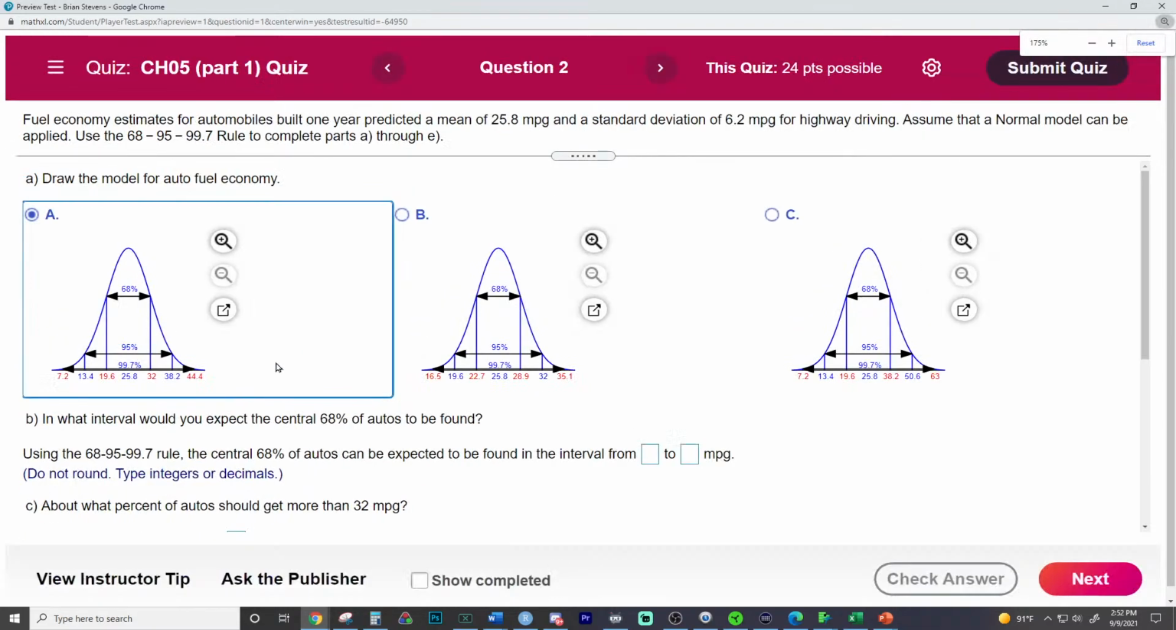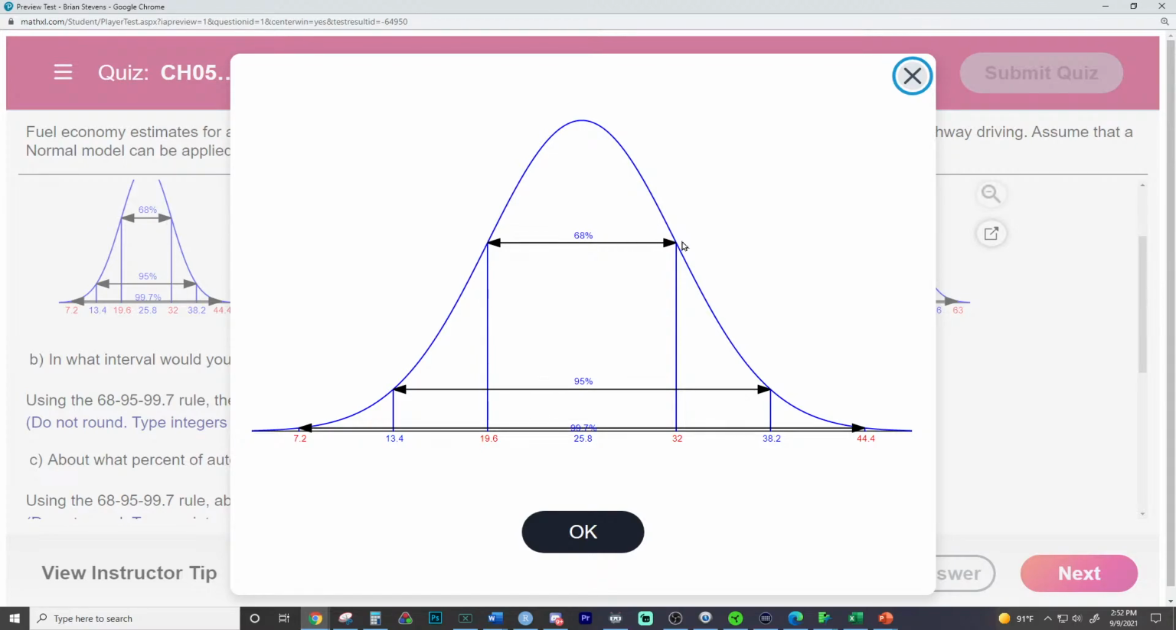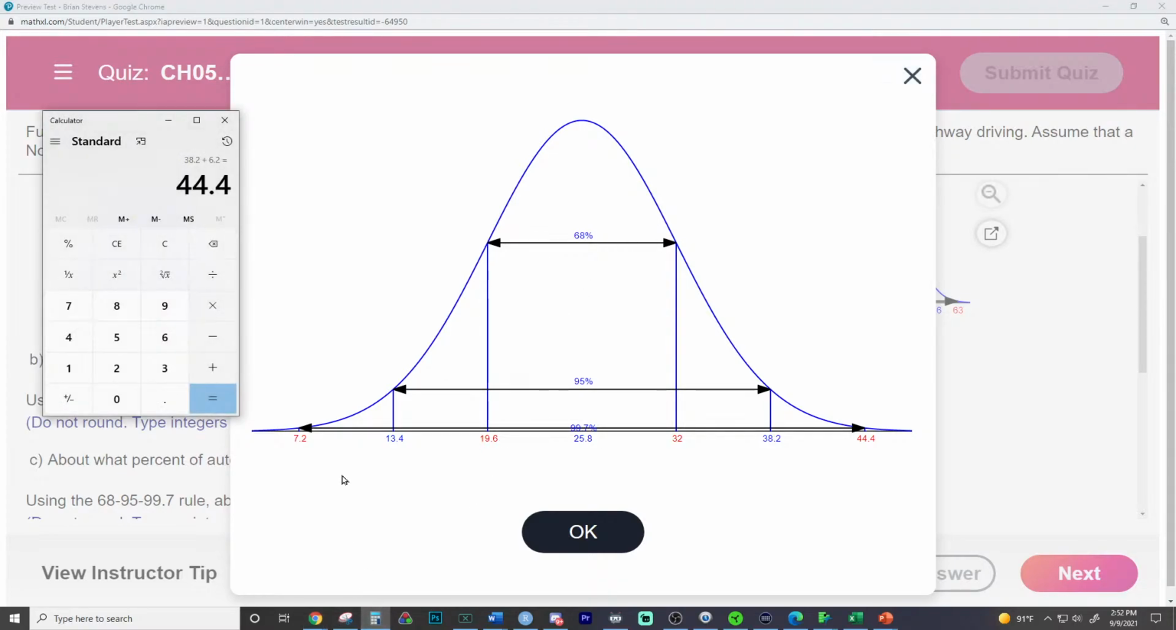So now when we do this, we need to look at, using the information, in what interval would we expect the central 68% of trees to be? 19.6 to 38.2, because that's the middle. Ooh, yep, no, to 32. Be very careful. It's easy to make errors. The middle 68 is plus or minus 1 standard deviation. So if you didn't have this graphic, you would want to take the mean, 25.8, and add to it 1 standard deviation, and that would be the upper number, or take the mean and subtract from it 1 standard deviation. If you can do math, I can't. 25.8 minus 6.2, and you will get the lower number.